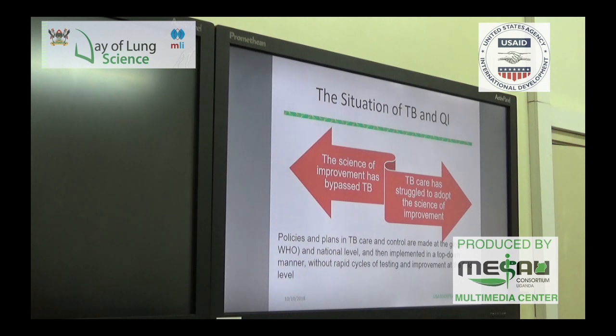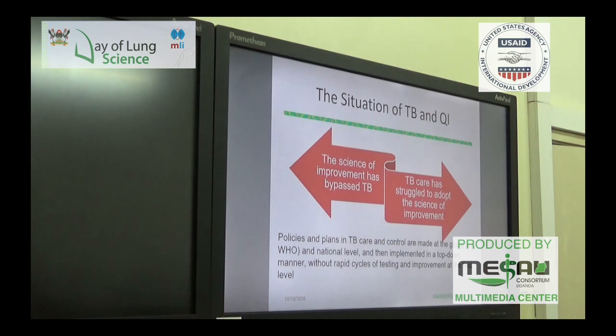The main reason, or partly why we have this, is because the policies and plans in TB care and control are made at the global level, mainly. WHO issues policies, the country adopts them at the national level, and then they're implemented in a top-down manner without rapid cycles of testing and improvement at the field level. So NTLP comes up, they have the information, this is what has to be done, this is what they say, all of you must screen, we must all do contact tracing, let's all do this. It's heavily prescriptive and doesn't allow for a bottoms-up approach. The other thing I have noticed is that the people that manage TB are in silos.